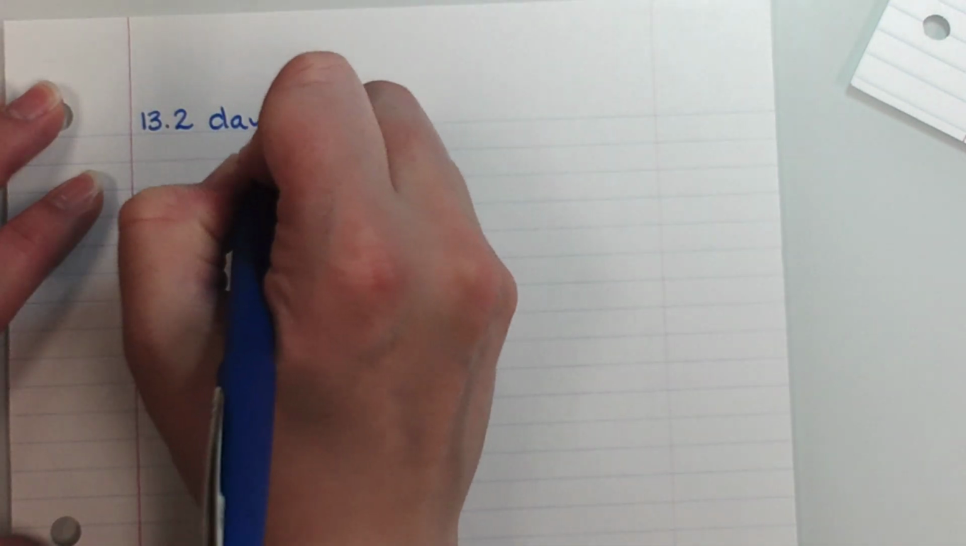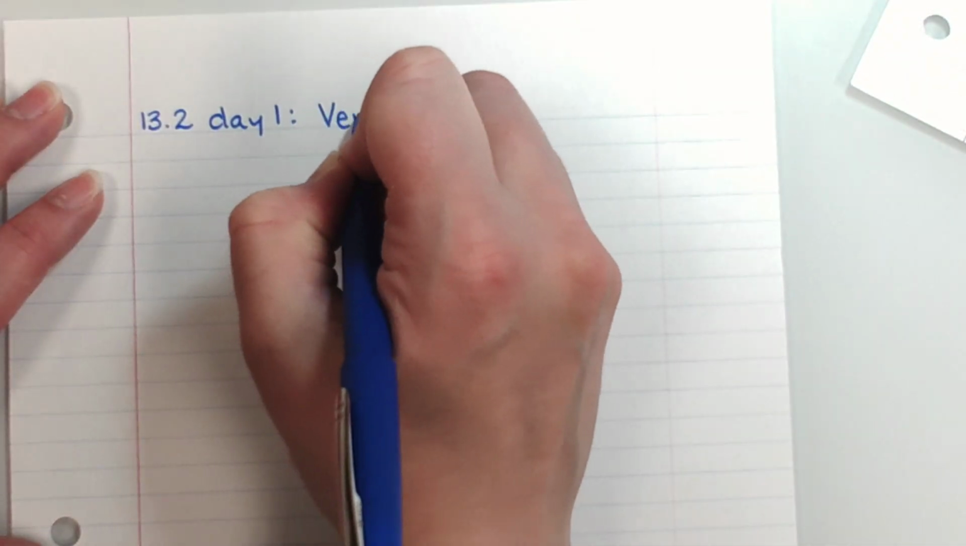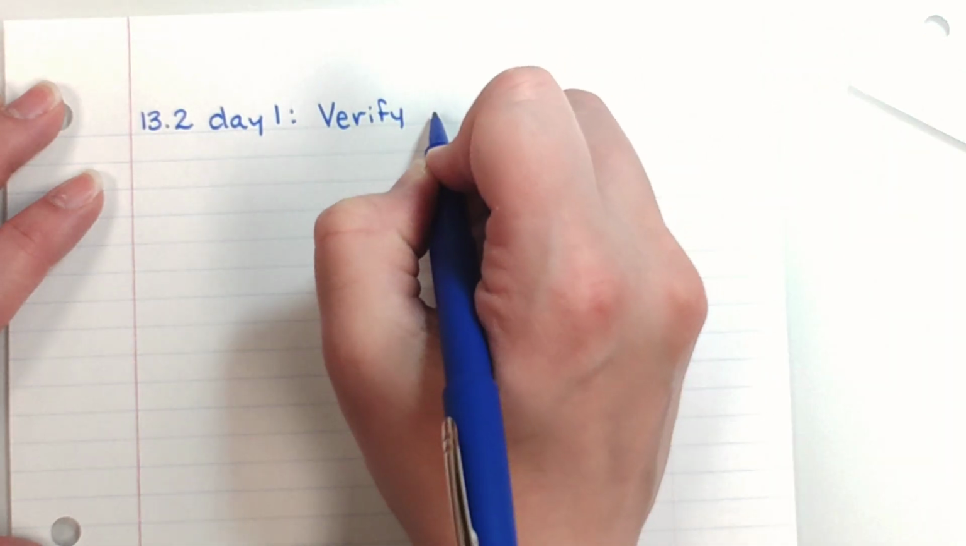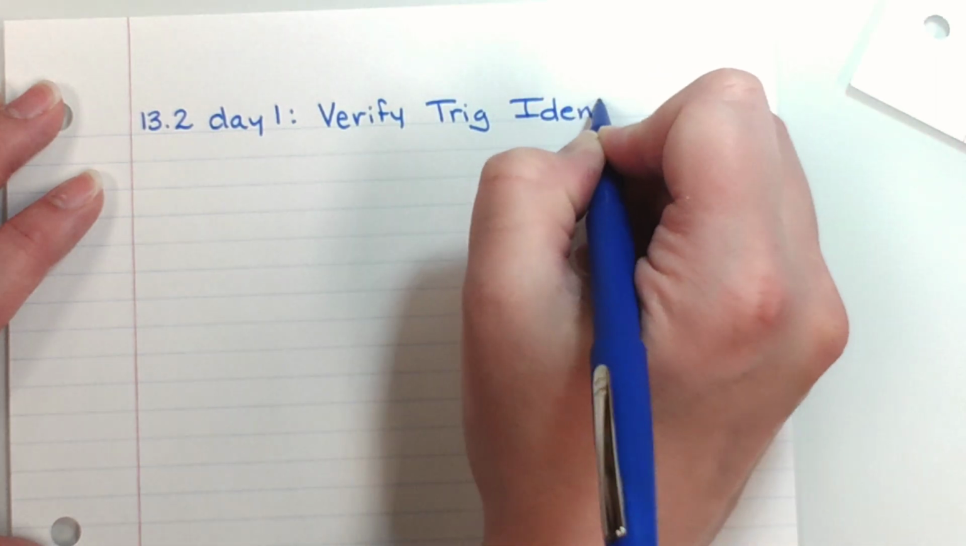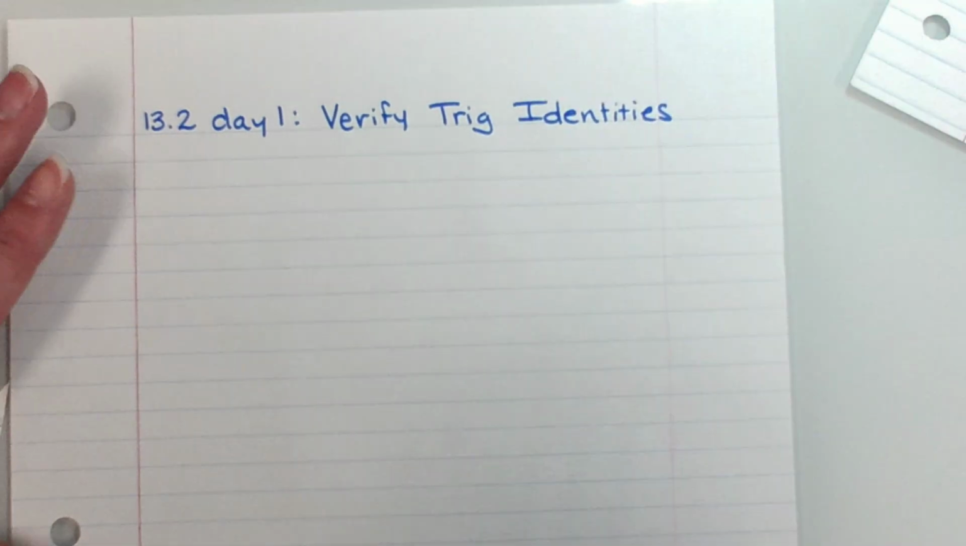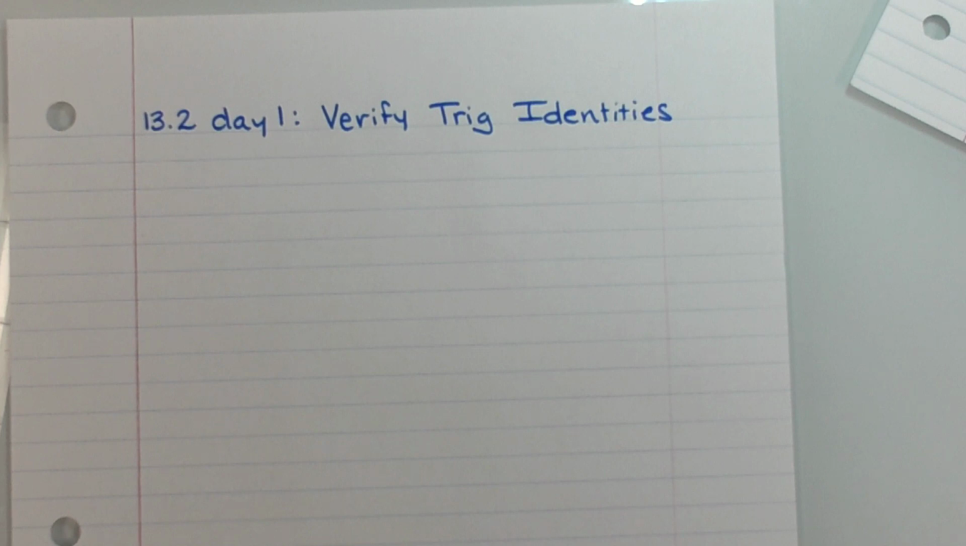13.2, a lot of the math that we're doing is actually going to look very, very similar to 13.1. So the math itself is really just continuing to work with that simplifying-ish piece. But there's a slight change. Today, in all actuality, we're doing what's known as verifying trig identities.